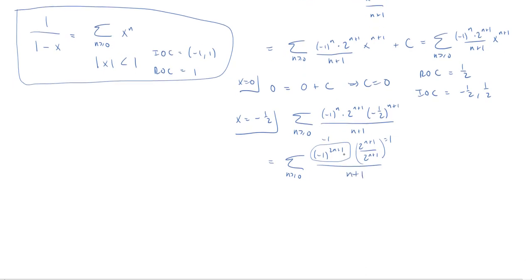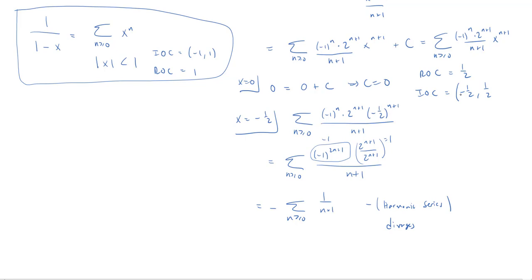So there's a negative coming from here, which I can pull out. And I just have 1 over n plus 1. And this is the harmonic series with a negative. So this is the negative of the harmonic series, and so it diverges. So we definitely don't get negative 1/2 in this interval of convergence.